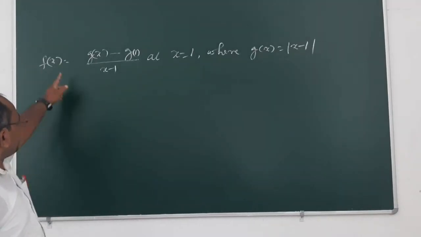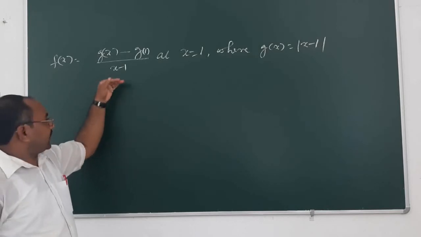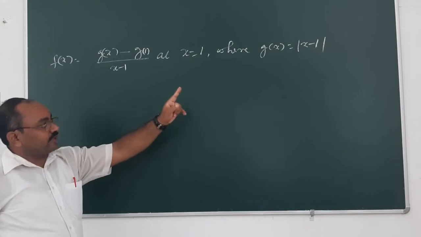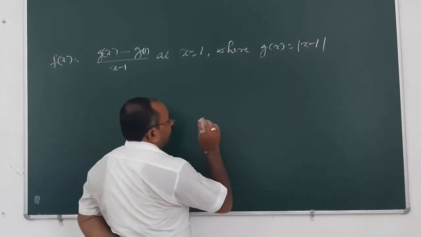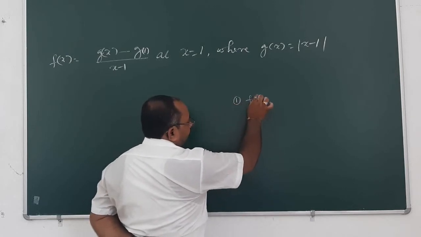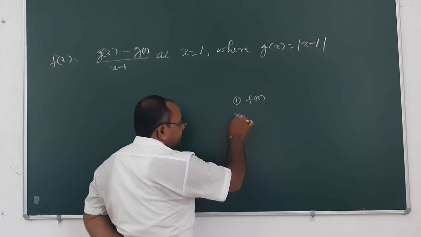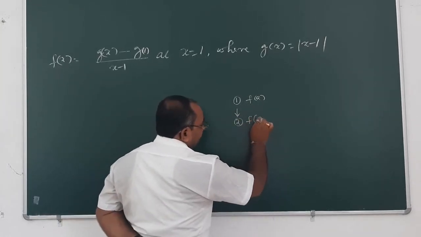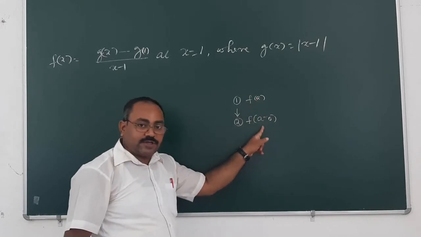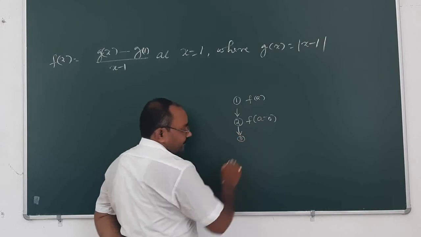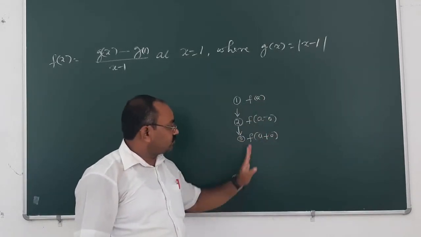Now look at this. f x equals g x minus g 1 by x minus 1 at x equal to 1. We have to check continuity of f x at x equal to 1, where g x is equal to mod of x minus 1. Now leave this for a minute. Look at what I am saying. For continuity, what is your first work? Your first work is to find f of 1 or f of a. If this is finite, then go to step 2. In step 2, you will find the left hand limit. If this is finite and these two are equal, then go to the third step, the right hand limit of f at a. If this is finite and these three are equal, then we say continuous.